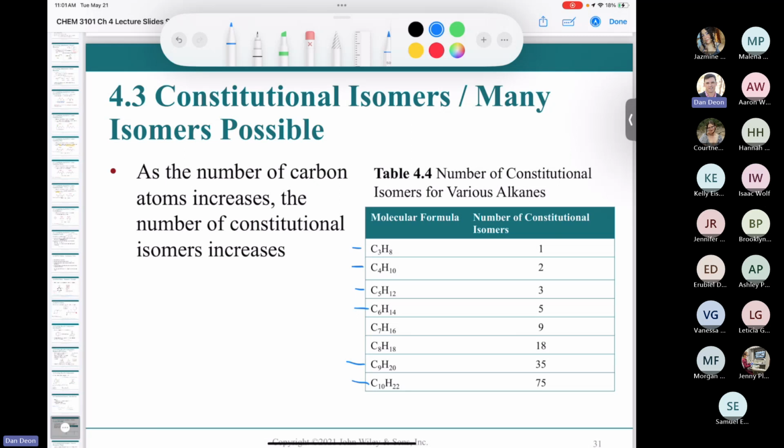There's no formula that you can use to predict the number of constitutional isomers. There's no easy way to calculate it. But the idea is, as soon as you get up to not that many carbons, you start to have so many isomers that it gets very difficult to keep track of them all.